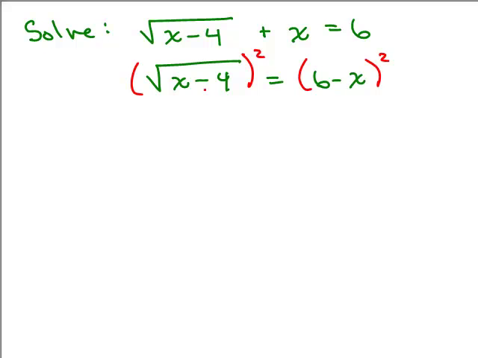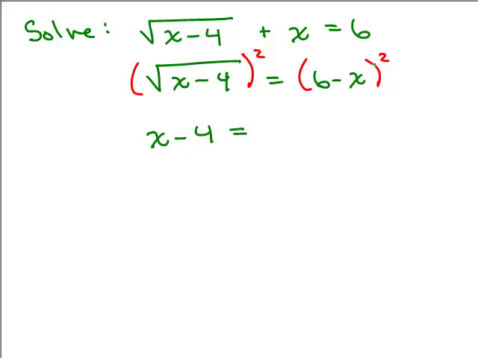That's the trick for getting rid of the square root, because when you square a square root, you get what's underneath the square root. So we have x minus 4. And on the right-hand side, we have 6 minus x squared. Remember, that's a binomial squared.